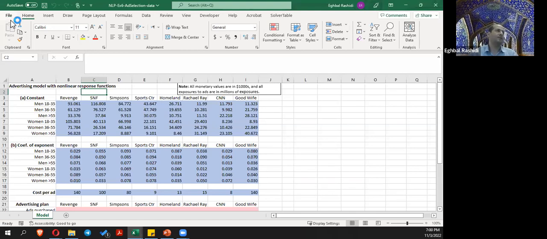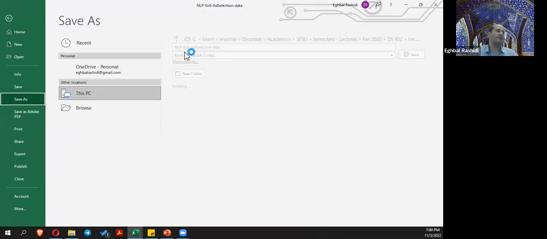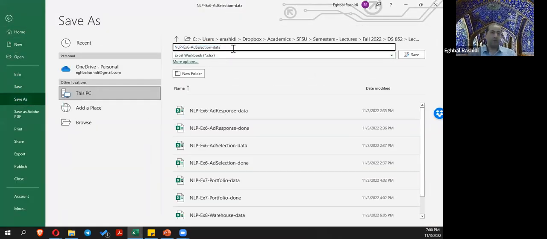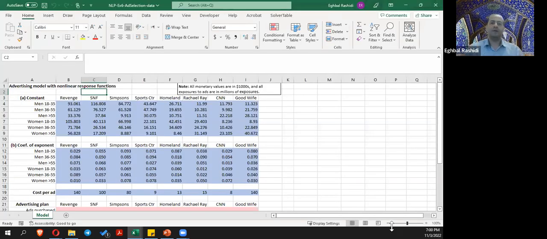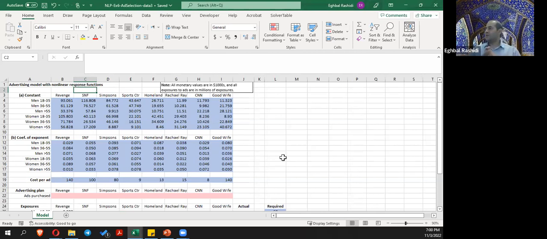Okay, this is the ad selection data. I'm going to save the file under a new name so I don't lose the original data. I'll put it in the tube folder. And there we go. So that was the first step, right?